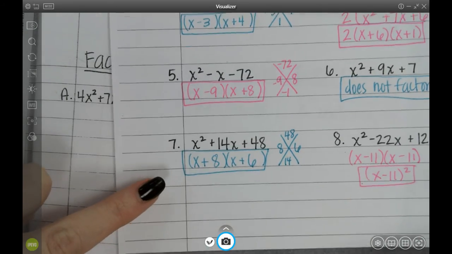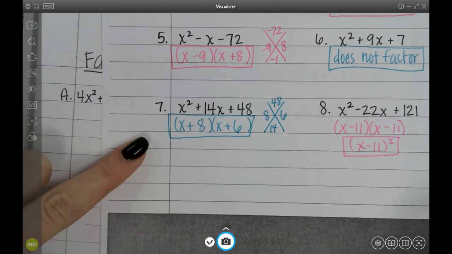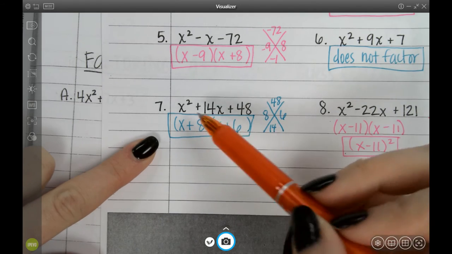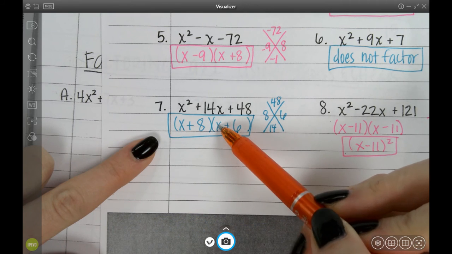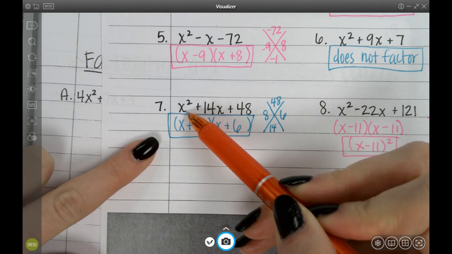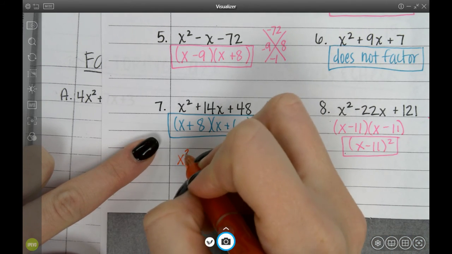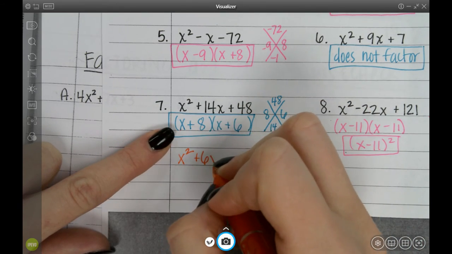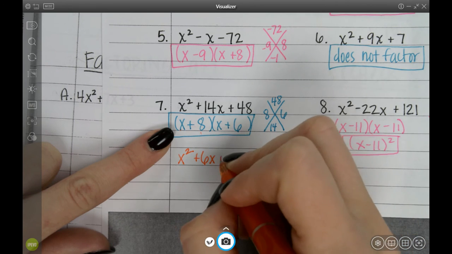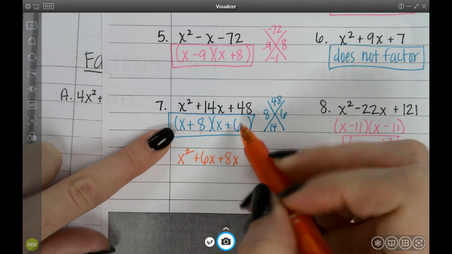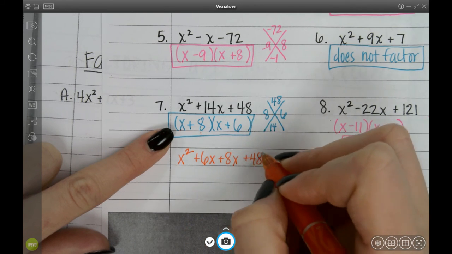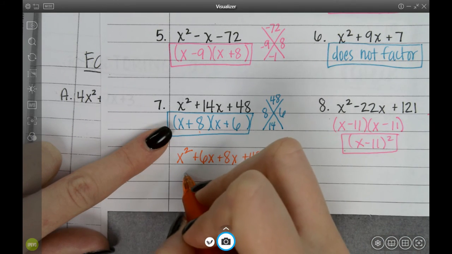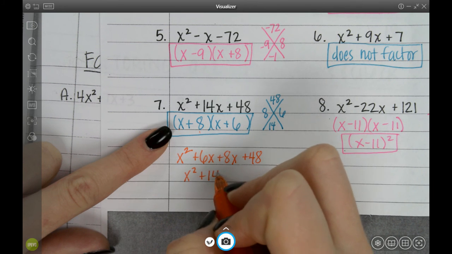If I'm looking at number 7, how would I check this answer? I'd multiply it back out, right? So I'd multiply these 2 terms, x times x, and that would give me this first term, x squared. And then x times 6 would be 6x. 8 times x would be 8x. And 8 times 6 is 48. And then when I add these 2 terms together, that's what gives me that 14x, right?